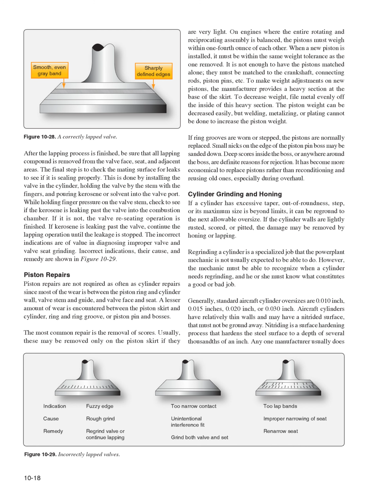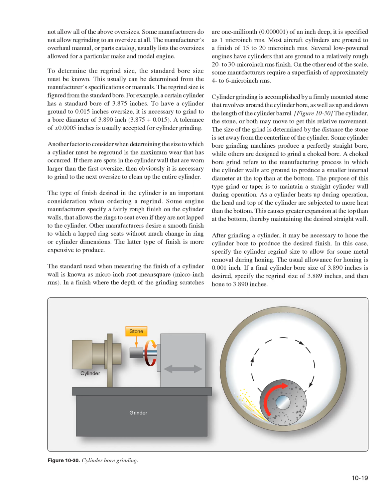Generally, standard aircraft cylinder oversizes are 0.010 inch, 0.015 inch, 0.020 inch, or 0.030 inch. Aircraft cylinders have relatively thin walls and may have a nitride surface that must not be ground away. Nitriding is a surface hardening process that hardens the steel surface to a depth of several thousandths of an inch. Any one manufacturer usually does not allow all of the above oversizes. Some manufacturers do not allow regrinding to an oversize at all. The manufacturer's overhaul manual, or parts catalog, usually lists the oversizes allowed for a particular make and model engine.